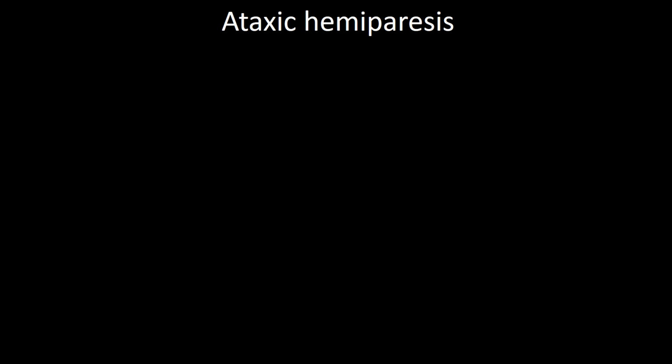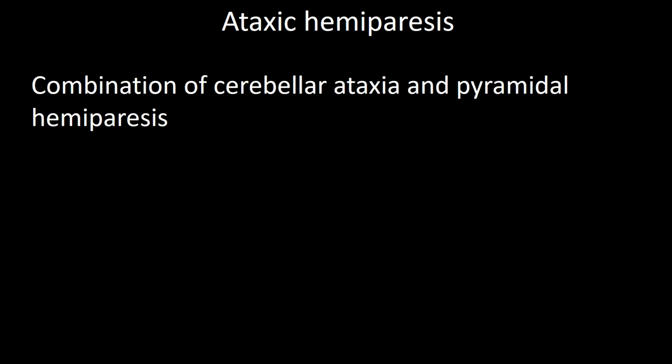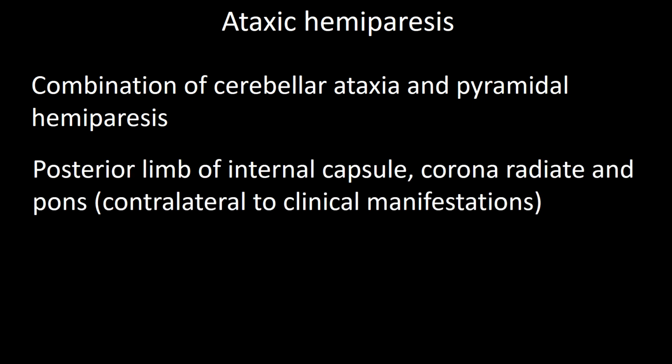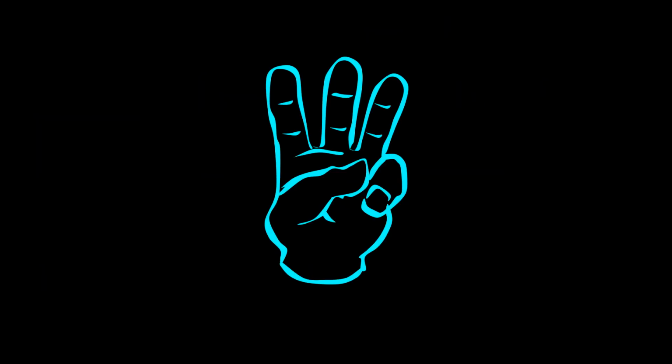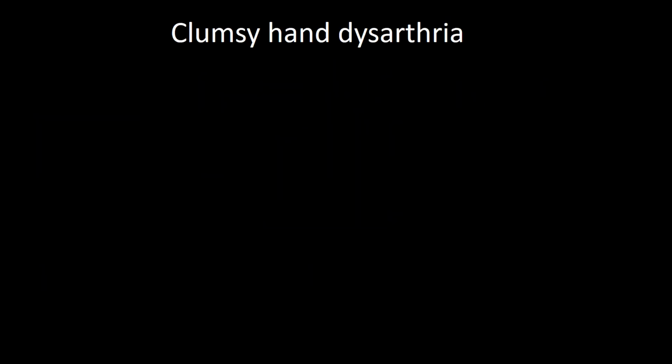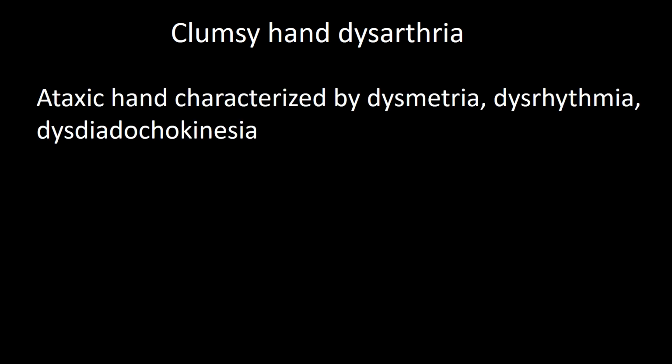ataxic hemiparesis. This syndrome consists of a combination of signs of cerebellar ataxia and pyramidal hemiparesis. Ataxic hemiparesis syndrome may occur with strokes in different areas, such as the posterior limb of the internal capsule, corona radiata, and pons. Most patients with this condition have more pronounced deficit in the lower extremity than in the upper extremity. The third syndrome is clumsy hand dysarthria syndrome.